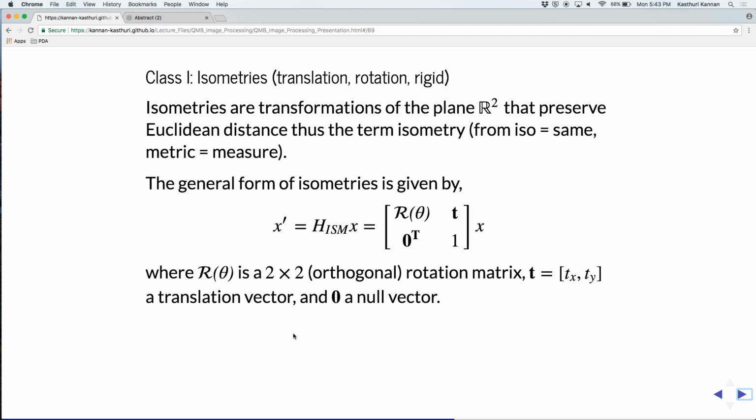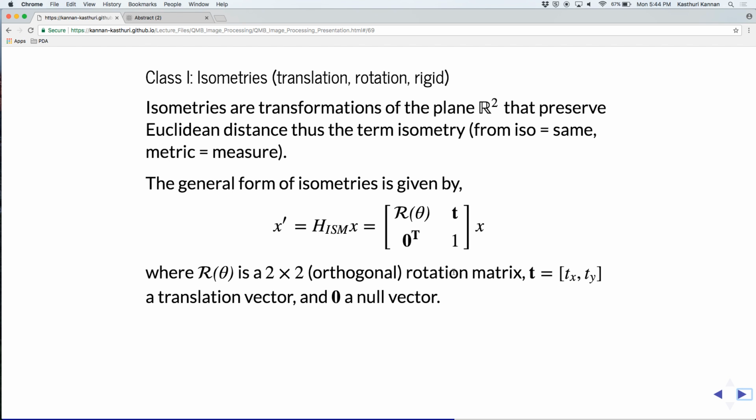First we will look at isometries. Isometries preserve the same distance. For instance, if you rotate an image, that's an isometry, because if you take any two points in the original image, the distance is maintained in the rotated image. Or you can translate the image, and these are all isometries. In general, isometries are given by H isometry of x. The new coordinates of x are given by the rotation matrix R, the translation vector t, a null vector, and 1, multiplied by x.